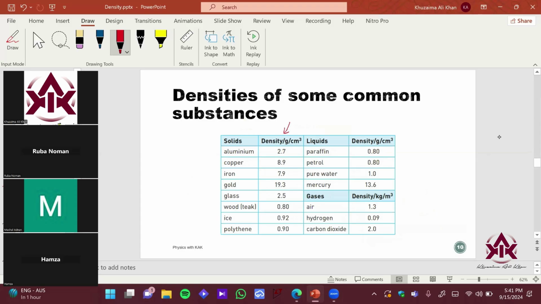Aluminum is 2.7, right? Copper is 8.9, and you can see copper has a very high density, right? Iron has a density of 7.9 gram per centimeter cube. Gold has the highest density, but we cannot use gold to create this. Beryllium is pretty rare, right? And glass is 2.5. You can see glass density is pretty weaker than copper, right? You can see the relation why.